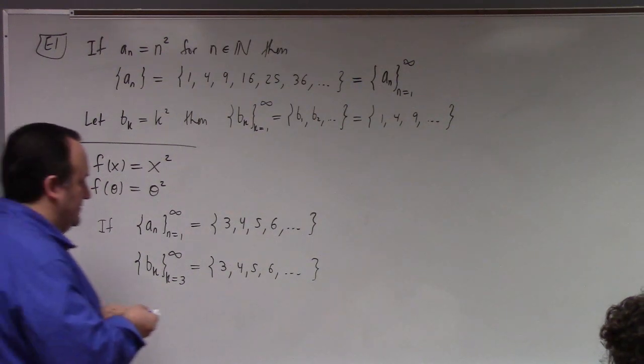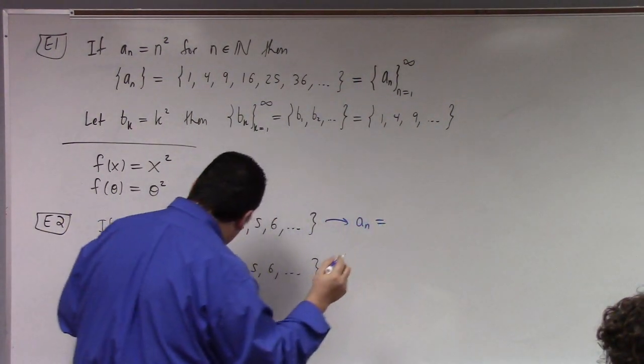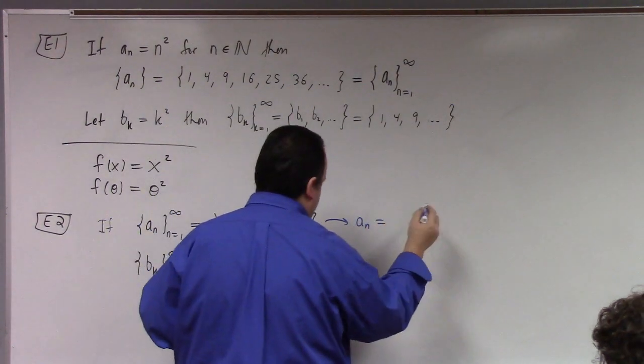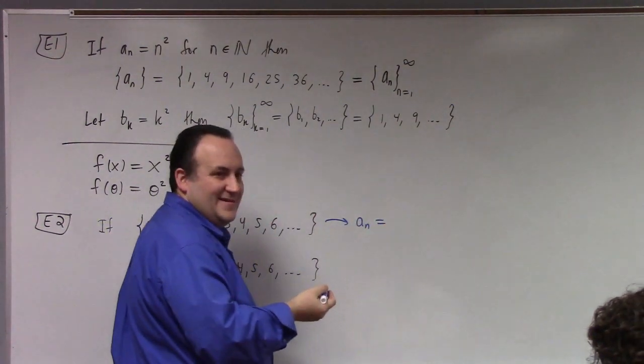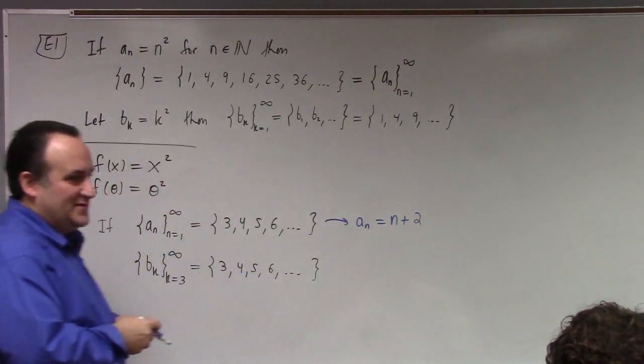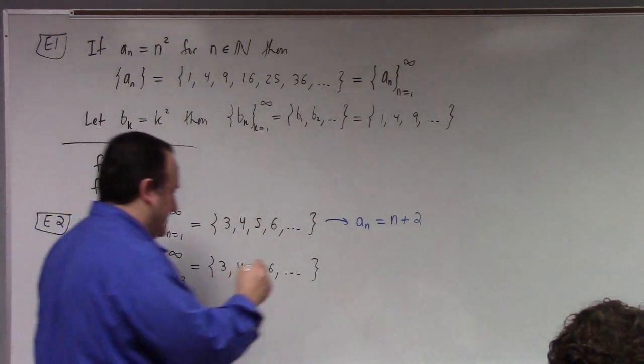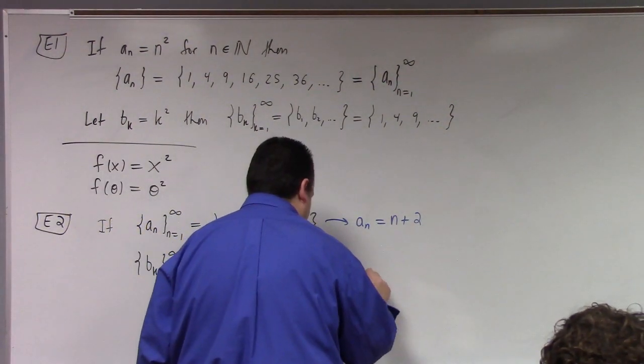a_n equals to what? What'd you guys tell me? 2 plus n? I heard n plus 2. Which is it? Either way is fine. I mean, 2 plus n is n plus 2, right? Agreed. The formula for b_k, what's that? Have it your way, right? Let's see here, b_k.